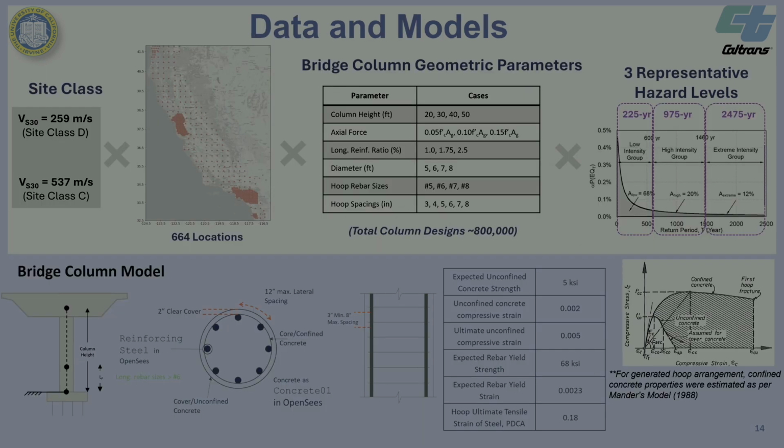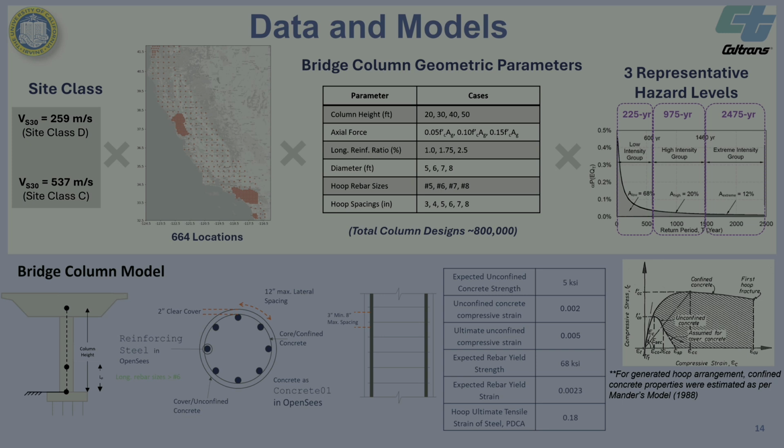Now, how did we come up with this? We divided California into grids of 25 by 25 miles. For some interesting regions like the Bay Area, Los Angeles, Northern and Southern California, San Diego, and Eureka, we have finer grids, like 5 mile by 5 mile. And we have a slew of columns from column heights of 20 to 50 feet, axial force ratio 5% to 15%, longitudinal reinforcement ratio 1% to 2.5%, diameters from 5 to 8, and rebar sizes and rebar spacing. So this creates a lot of columns.